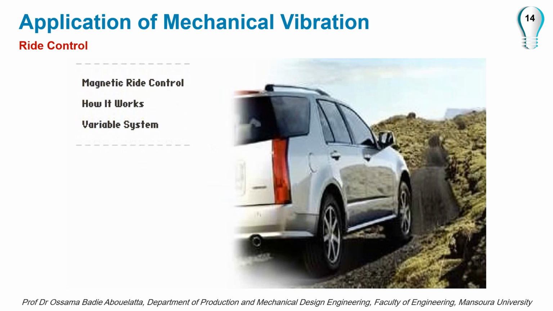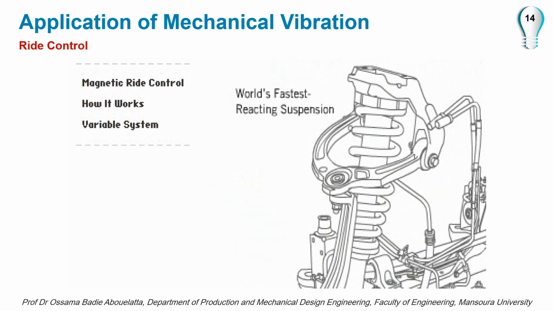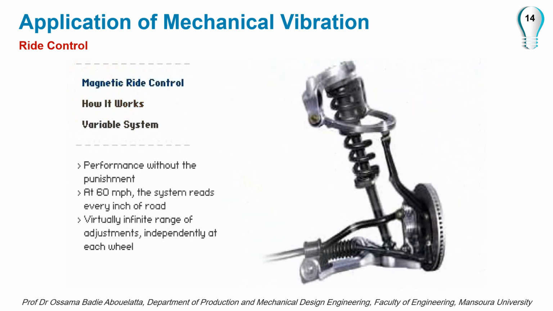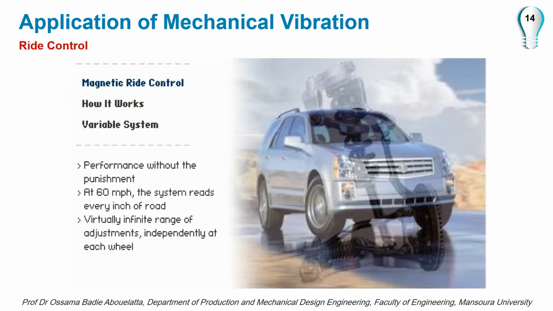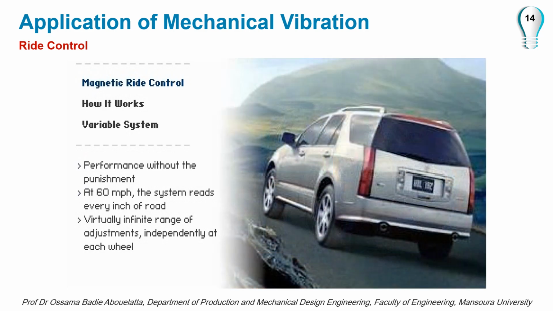Ride Control, the world's fastest reacting suspension system, adjusts to changes in the road surface, improving handling without the traditional trade-off of harshness. Magnetic Ride Control can read road surfaces as quickly as 1,000 times per second. The system has a wide variable resistance, so it can react to virtually any road condition. The result is a smooth and well-handling vehicle.